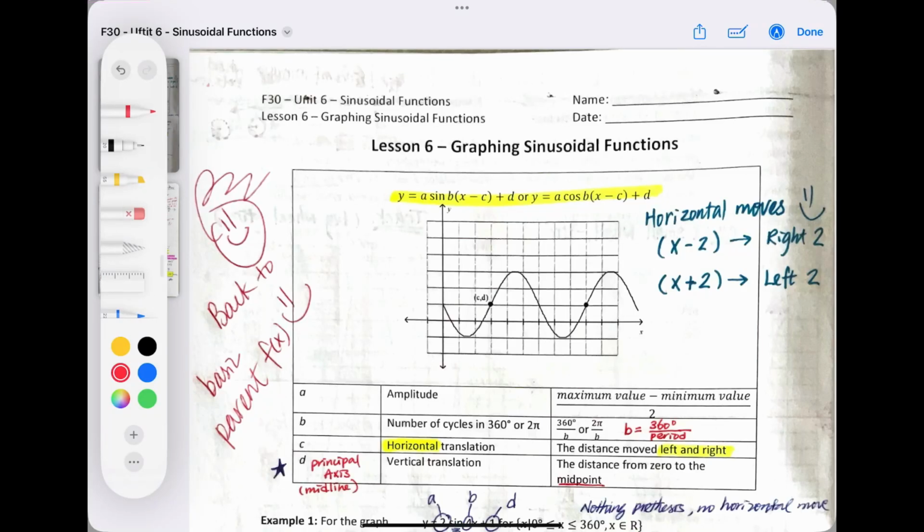Alright, in this video, we're going to talk about graphing the sinusoidal functions. So remember the A, B, C, D location, okay? Now here, I just want to emphasize how do we know about the horizontal move? It's controlled by the x. So when you see a parenthesis, you know that something is happening to the left or to the right. I'm going to move my curve, okay?